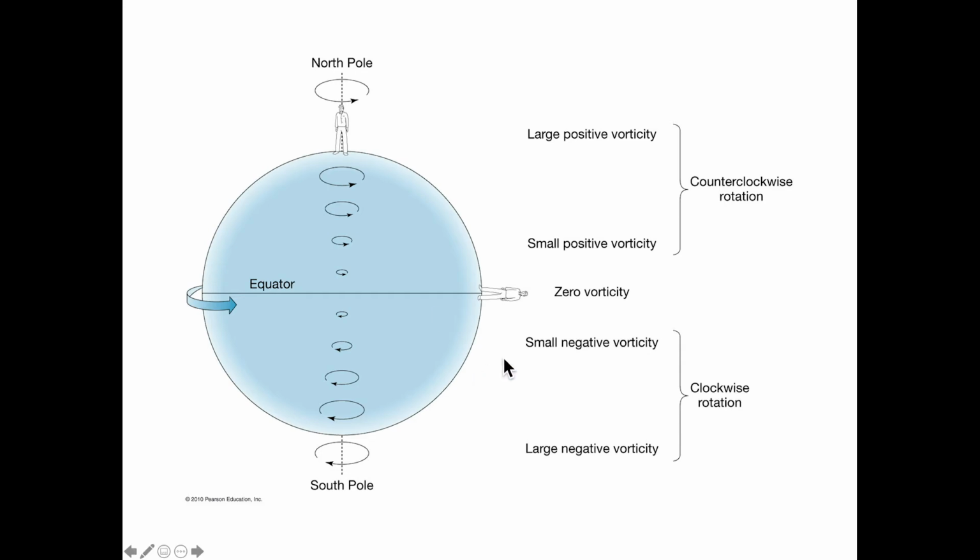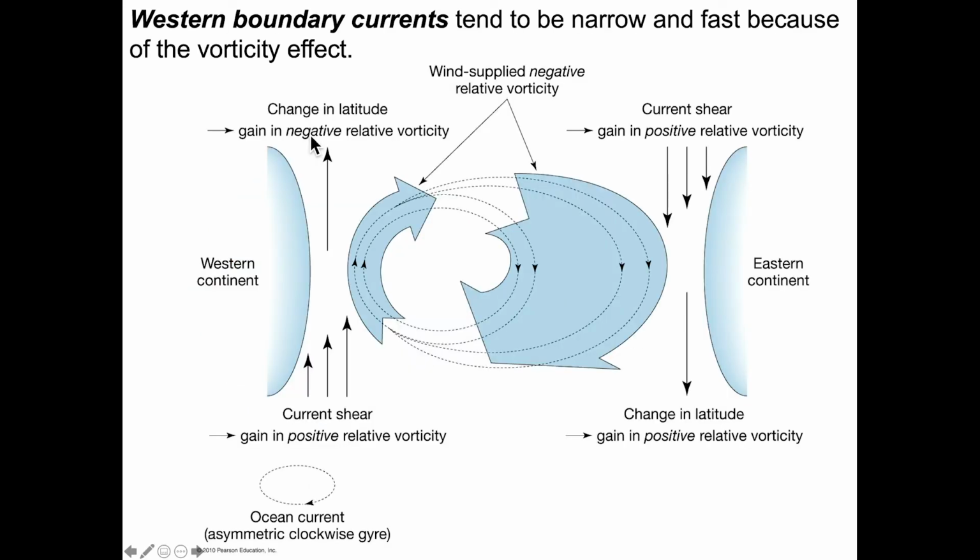Okay, so as we go higher and higher in latitude, we see an increase in vorticity. That's going to be an increase in the intensity of the Coriolis effect. What this results in is what's known as a western boundary current. These western boundary currents tend to be narrow and fast because of this vorticity effect.